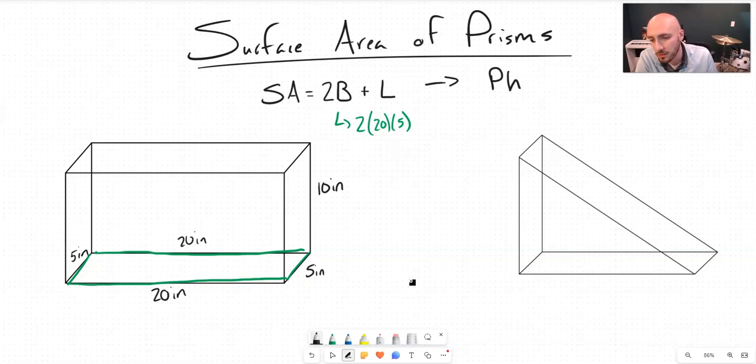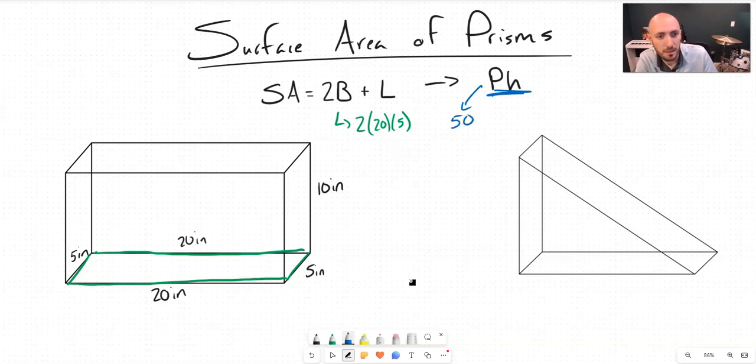And so we just need to add those up. So 20 times 2 is 40, and 5 times 2 is 10. So 40 plus 10 is 50. So our perimeter here is 50. I'll do this in blue here. Our perimeter of the base is 50.